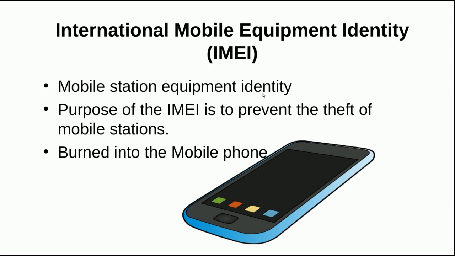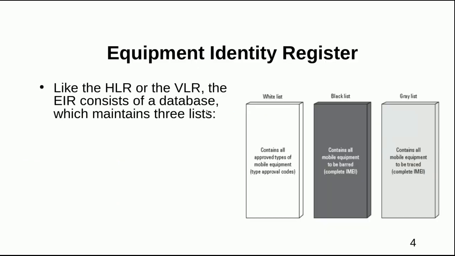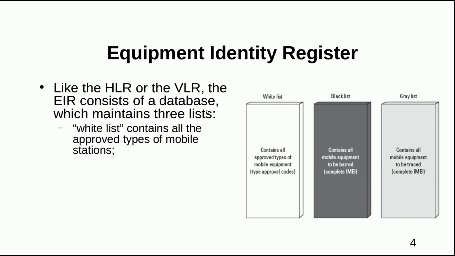So how does the IMEI prevent the theft of the mobile station? So here we have a GSM network, and here is a mobile station which is trying to connect with this network. So in this case, in the GSM network, there is a database which is known as the EIR, or Equipment Identity Register. And EIR has basically three types of lists. First one is the white list, in which there is the IMEI of those mobiles which are perfectly legitimate and which can use the network.